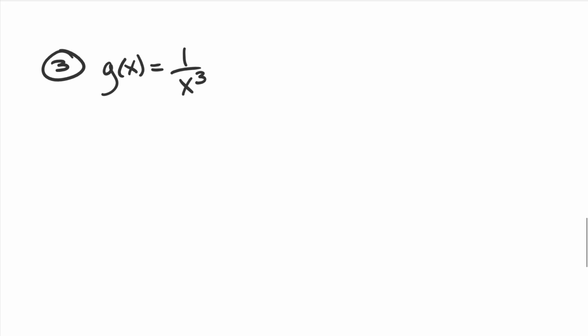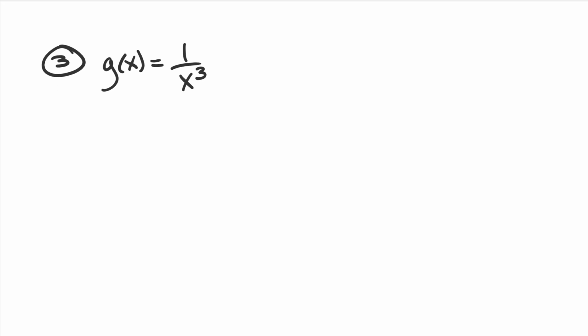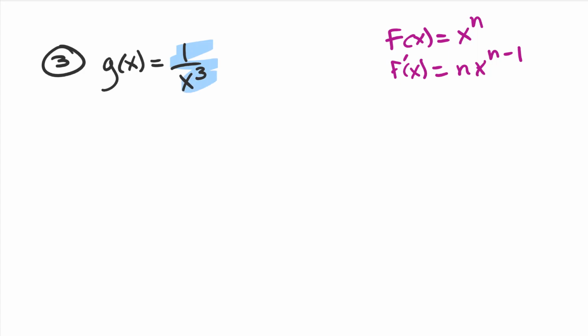Now we've got g of x is equal to 1 over x cubed. Now we made the game a little bit more challenging, because we have a formula for it. If we were to have, say, f of x equals x to the n, then its derivative would equal n times x to the n minus 1. But that's if it's x to the n, and we haven't talked about 1 over. We're going to have to use our rules.